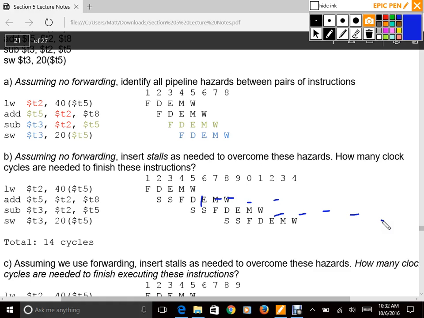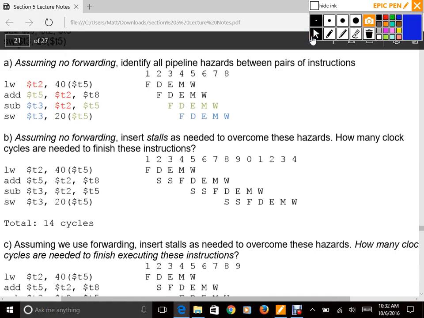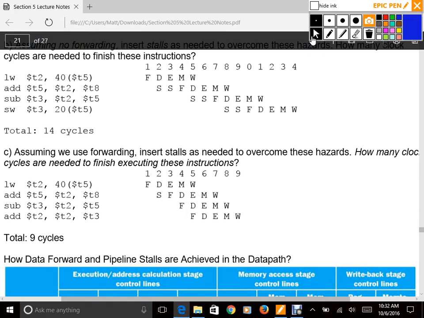So now we're going to use data forwarding. Now, the key thing about part C is, assuming we have forwarding, insert stalls as needed. We cannot forward the value until it is physically available in the data path. So what does that mean? If it's available after calculation of the ALU, we can just put it right back onto the ALU stage, right? However, in the case of load word, when is the value physically available in the data path? Not when has it been read into the register. When is it physically available?